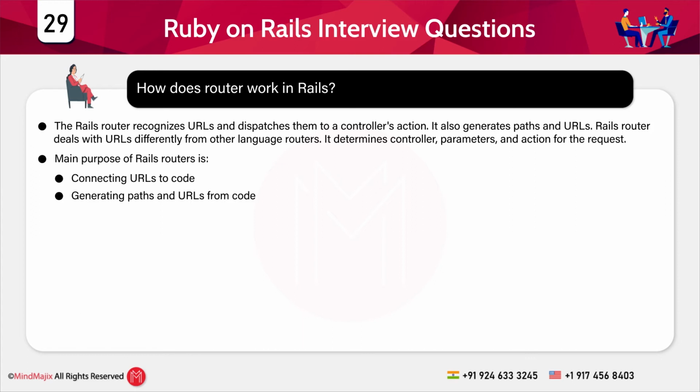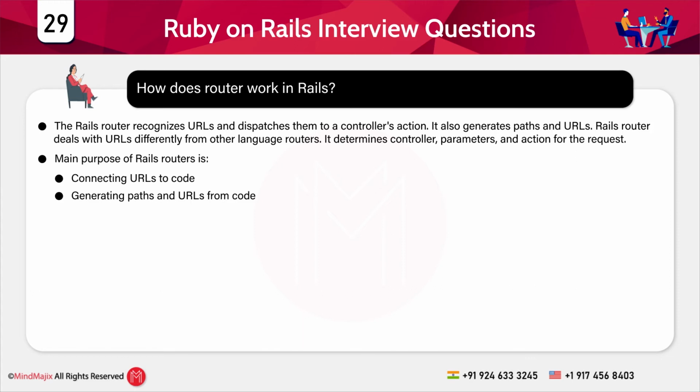So the route sends that request to the appropriate controller. Which controller should be selected, and from that controller which action should be selected, is the main purpose of the router. So the Rails router recognizes the URL and dispatches it to a particular controller's action.